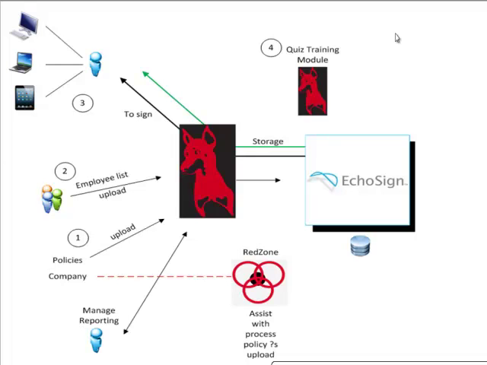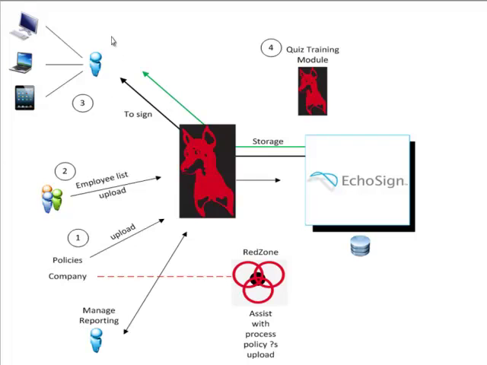So ThunderDG works through three simple steps. First, you upload your company policies to the system. You then upload your employee list or recipient list of people to send to. And then finally, you select a document, a group of people to send it to, and you send it out.